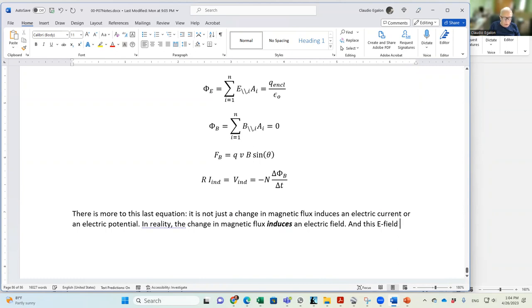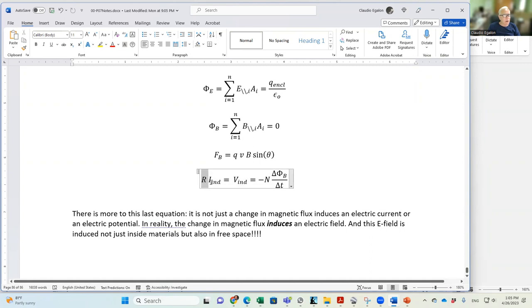And this E field is induced not just inside materials, but also in free space, okay? You don't need to have a circuit to have a current induced in this circuit. You do not have to have a conductor to have a current or an electric potential induced inside the conductor. You can induce an electric field in free space, in vacuum itself.